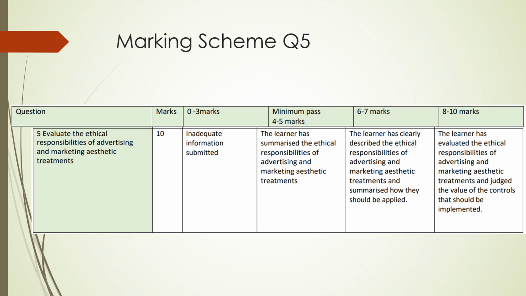Again, we know the marking criteria by now. Basic is your 4 to 5, so you've just summarized ethical responsibilities. 6 to 7 marks, you've described them with a little bit more detail and you've summarized how they should be applied within aesthetic practice. And then 8 to 10 marks is where you've evaluated these responsibilities with regards to marketing and advertising. You've judged the values and how they should be implemented and why they should be implemented. Put that little bit more of what and why to get the higher marks.